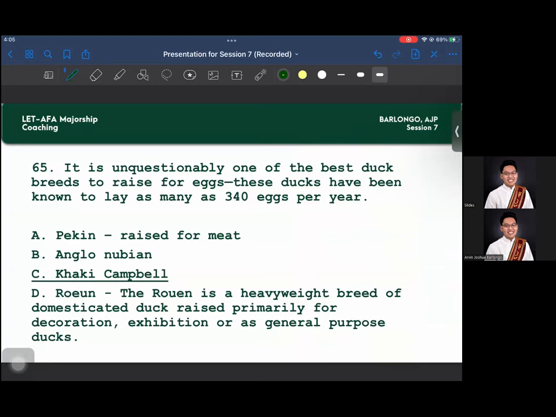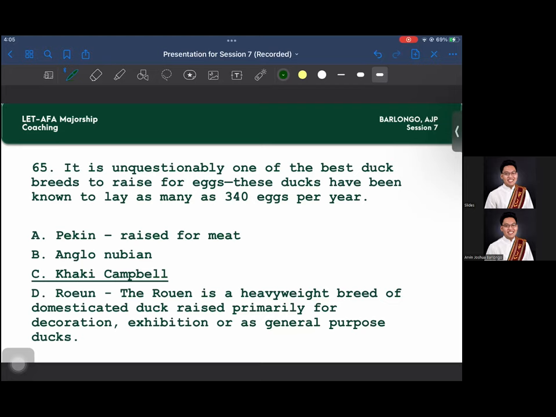So to discuss the different items as choices, yung Pekin, it is not raised for egg production, but it is rather raised for meat. Ang interest nila dyan in breeding that specific breed is to get meat. Yung Anglo-Nubian, as well, I hope na alam niyo na ngayon kasi ilang beses siyang nabanggit sa session na to, ay isang breed ng goat.